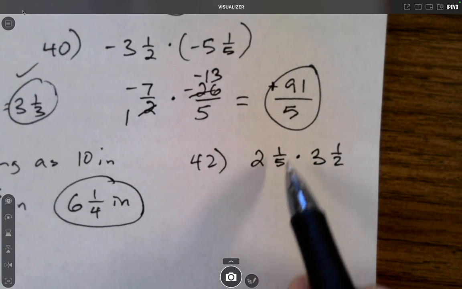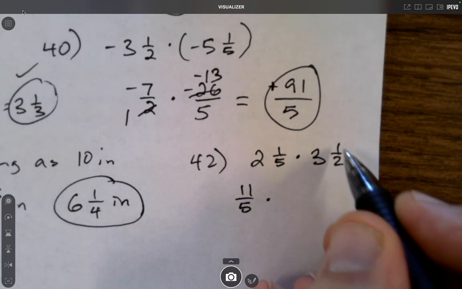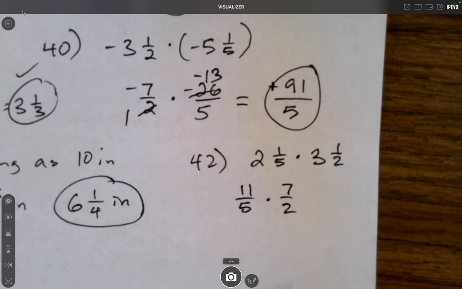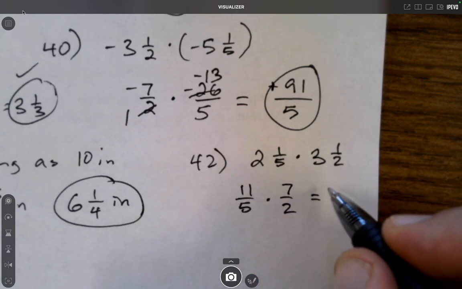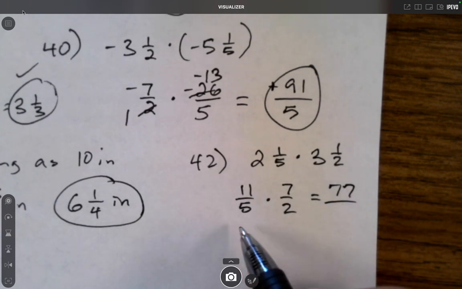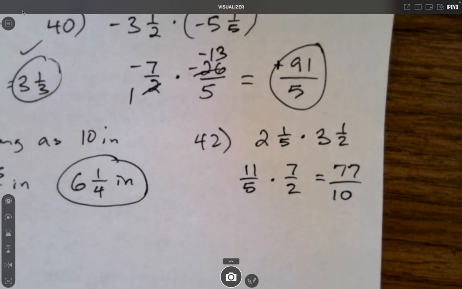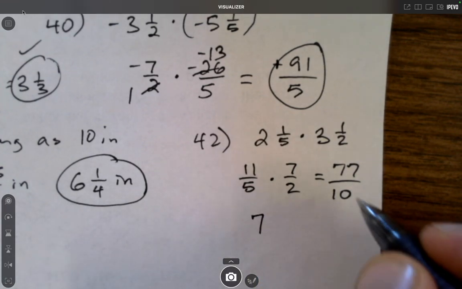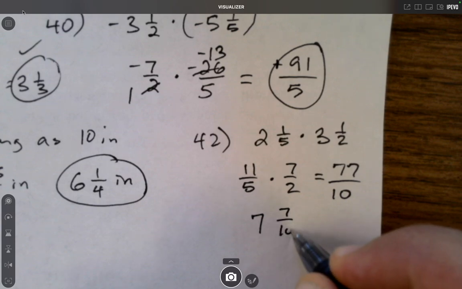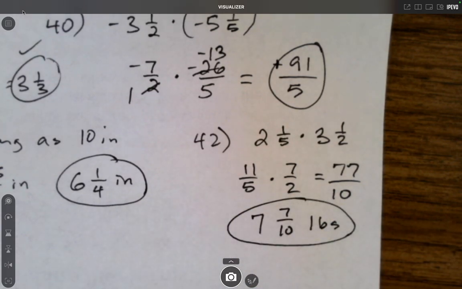2 times 5 is 10, plus 1 is 11. 3 times 2 is 6, plus 1 is 7. Nothing we can cancel out between 5 and 7, or 2 and 11. So we multiply them together. 11 times 7 is 77. 5 times 2 is 10. And I think it does make sense to convert to a mixed number when we're talking about objects. 10 goes into 77 7 times. That leaves 7 left over. So it's 7 7/10 pounds of water that he would be carrying.